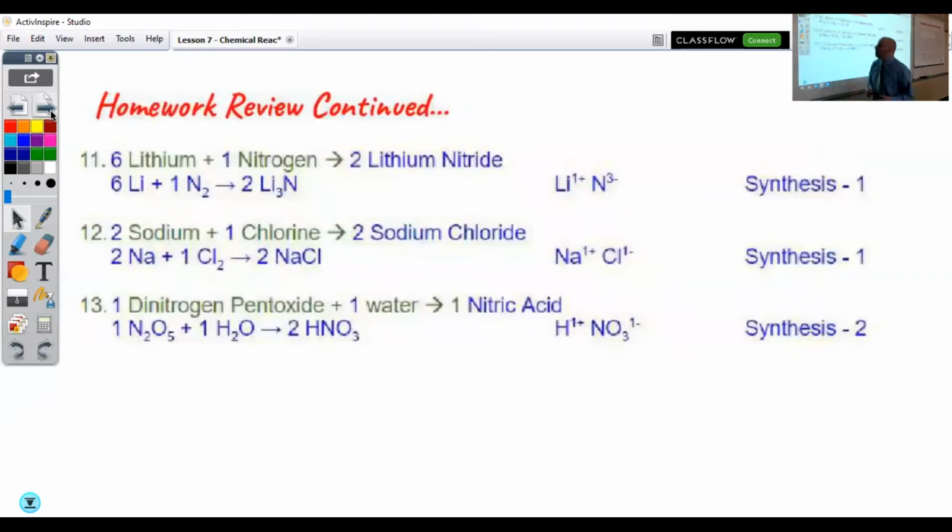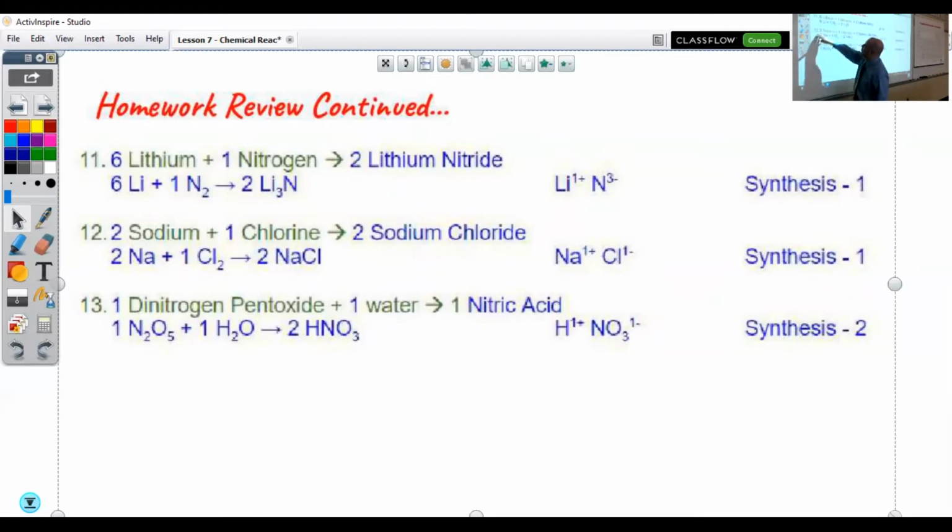For problems 11, 12, and 13, again, we have a synthesis type 1, so 2 elements combining, lithium and nitrogen. Remembering, of course, nitrogen is in group 15, so it has a -3 charge. So lithium combines with nitrogen here in order to produce 2 lithium nitride.